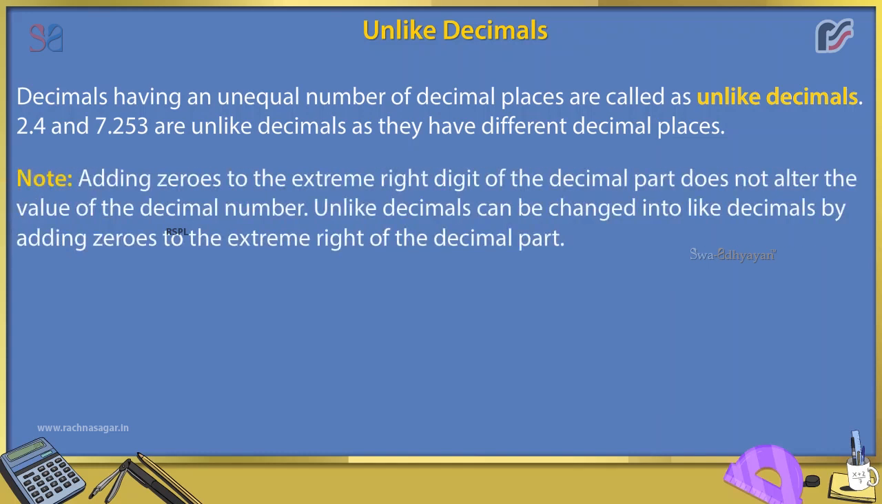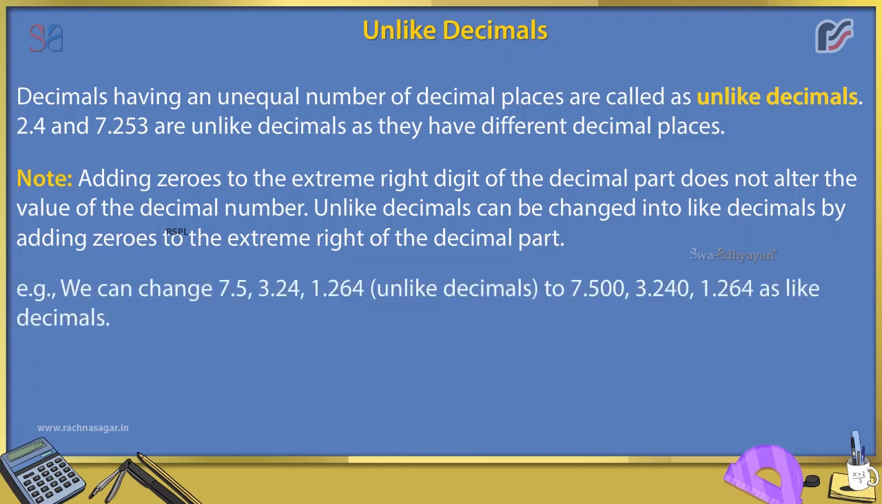Note: adding zeros to the extreme right digit of the decimal part does not alter the value of the decimal number. Unlike decimals can be changed into like decimals by adding zeros to the extreme right of the decimal part. Example: we can change 7.5, 3.24, 1.264 unlike decimals to 7.500, 3.240, 1.264 as like decimals.